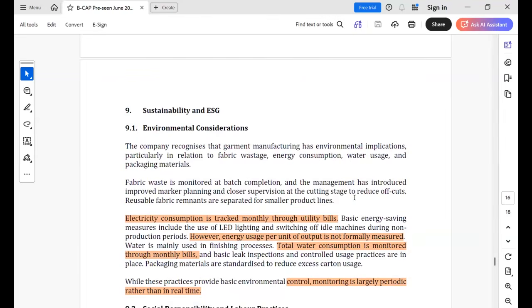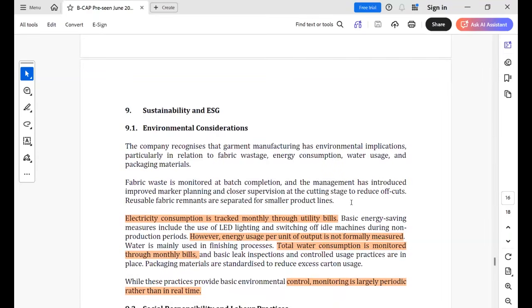In between, when you have more production departments, you have to monitor it between each and every department on a daily basis, right? Wastage. And also there must be production KPIs, which are not there. Then electricity consumption is tracked monthly through utility bills. That is another weakness. Monthly you can't monitor electricity consumption. You have to monitor it daily because daily you have a consumption. You must have a daily KPI.